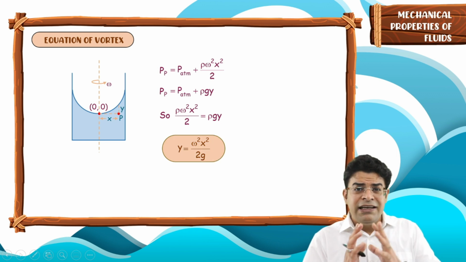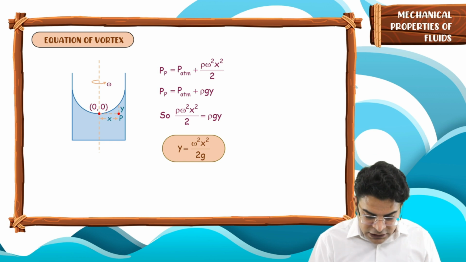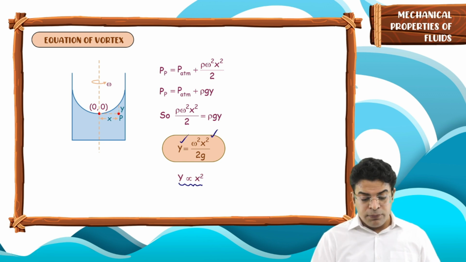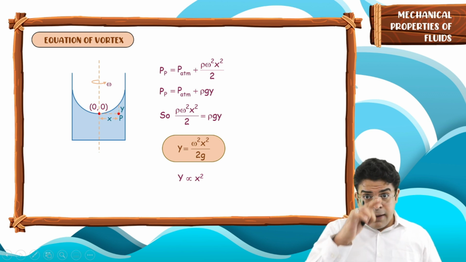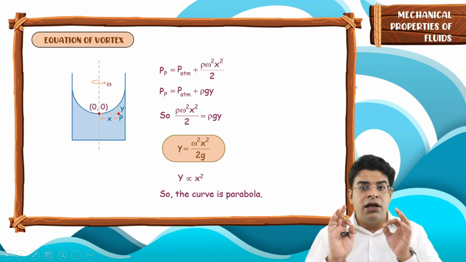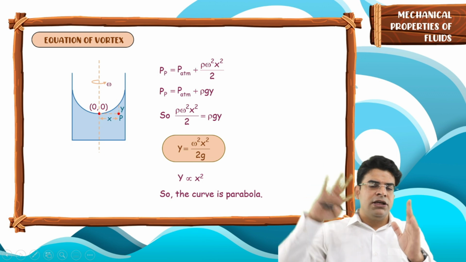Sir, will NEET ask us this question? No. NEET will ask you this question. As y is proportional to x square, the shape of this vortex is parabola. So that's all what I wanted to teach. In the equation of vortex, you should just know that the shape of this vortex is parabola.